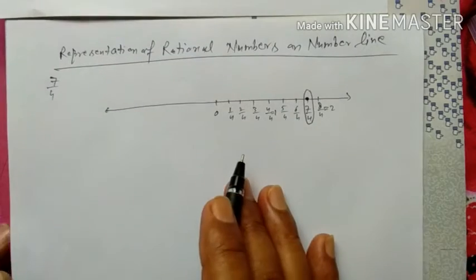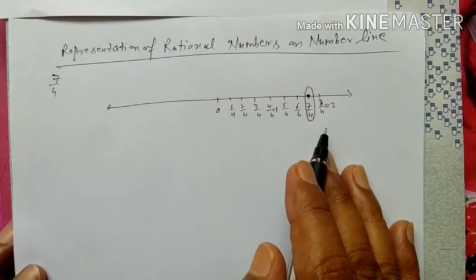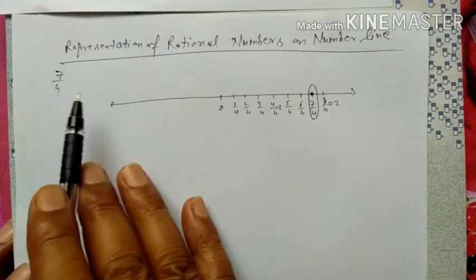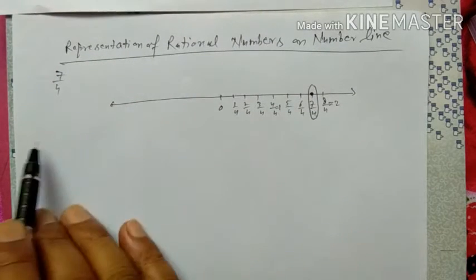There are so many methods, but you can use this method. This is the easiest method. And for negative numbers you will plot similarly in this direction.